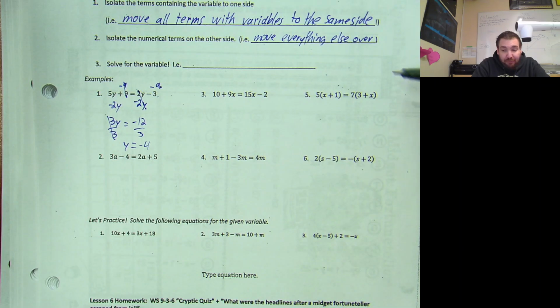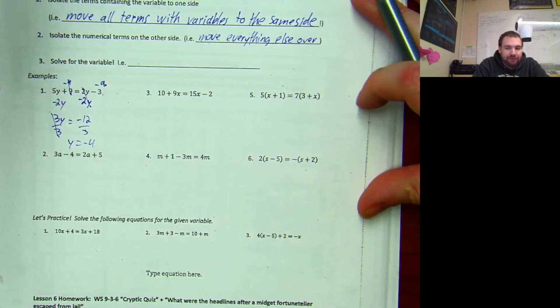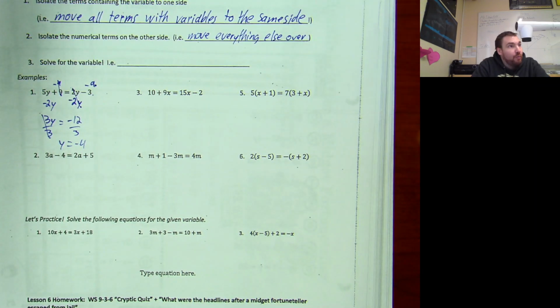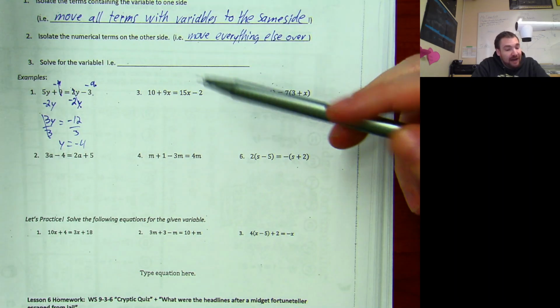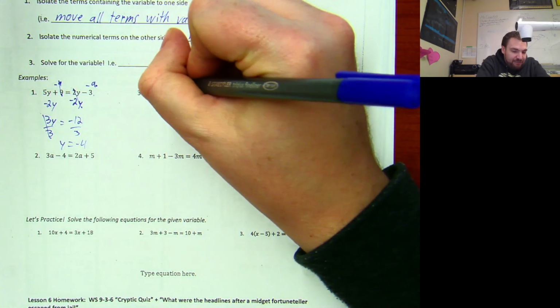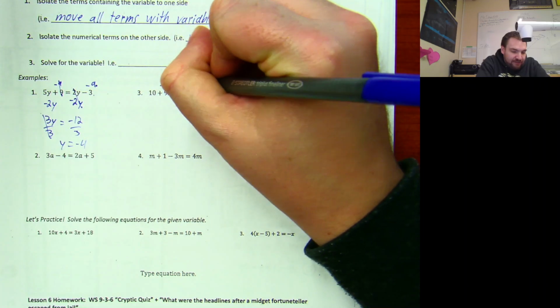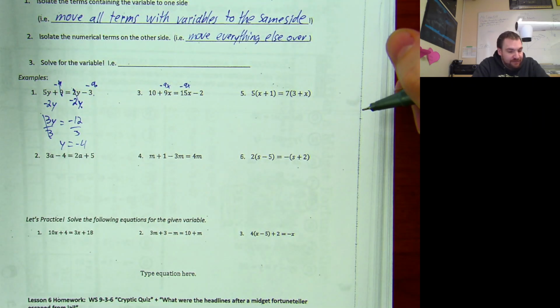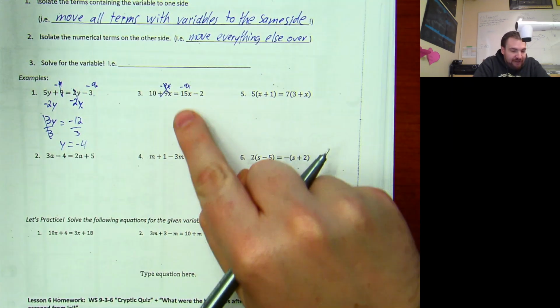Let's just jump over to number 3. Which way makes more sense to move the variables here in question number 3? Moving them over to the right, because I've got 9x's here and I've got positive 15x's over here. If I subtract both sides by 9x, here they're going to cancel. What am I going to be left with here?